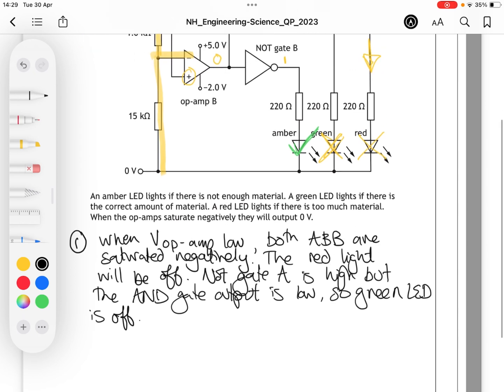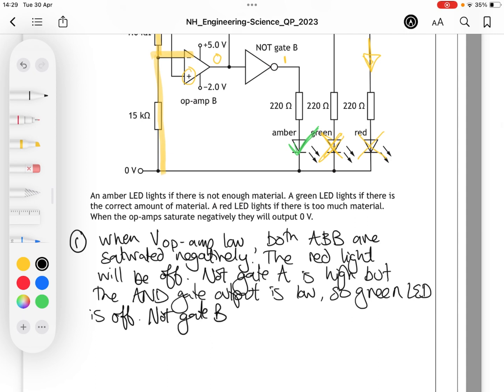And lastly, NOT gate B, that output will be high, so our amber light is on.